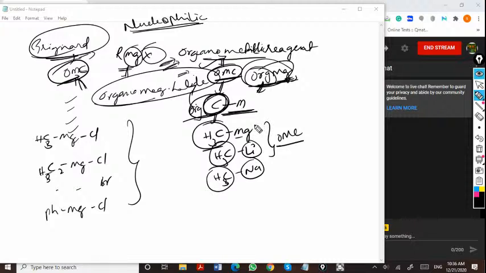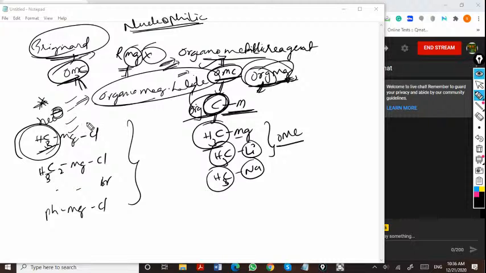But the one common point in the Grignard reagents and organometallic reagents is that the alkyl group can act as a nucleophile. In an organometallic reagent, the carbon can act as a nucleophile. That is the specificity of these reagents, and this is the most important point: carbon will be the nucleophile in these molecules.